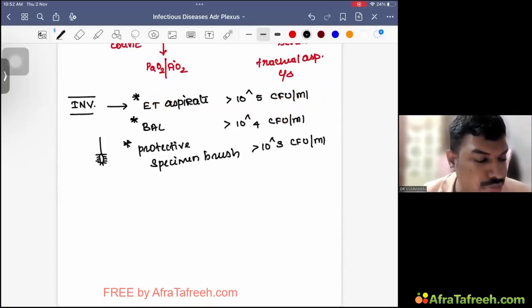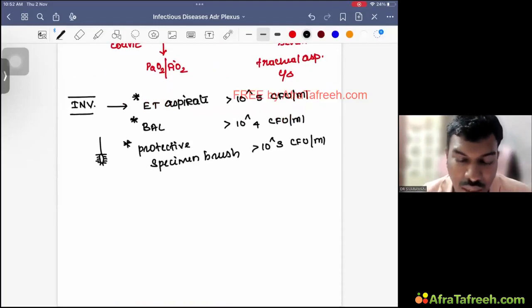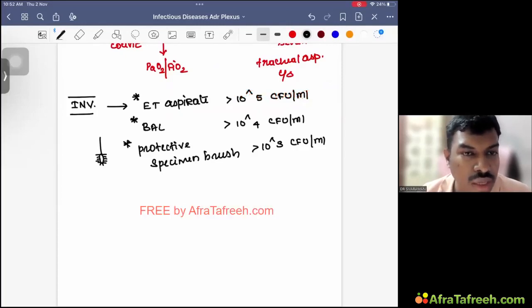You collect the specimen, send the sample, check for the growth, and based on the growth you are going to go for treatment. So this is a very important thing you have to know.